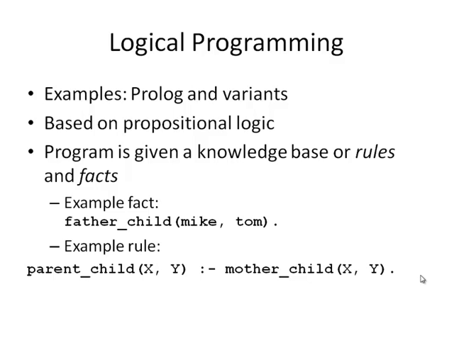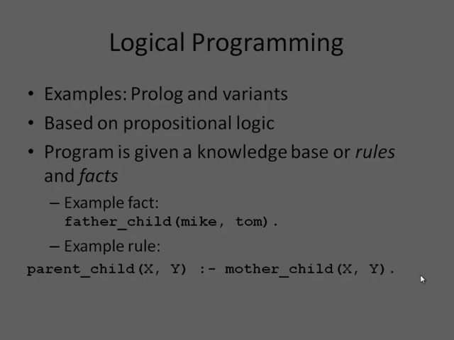So here's an example fact. Father, child, Mike, Tom. That means Mike is the father of Tom, who's the child. And here's another example rule. If parent-child XY, mother-child XY. This basically says if X is the mother and Y is a child, then X is a parent, Y is a child. It's obvious to us, but this is a simple rule that the Prolog program might work with.